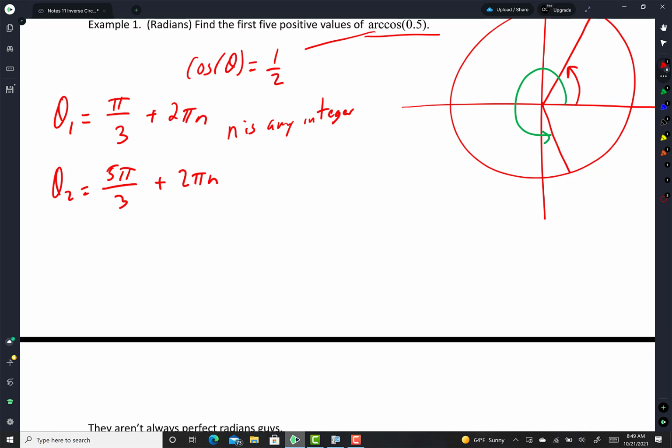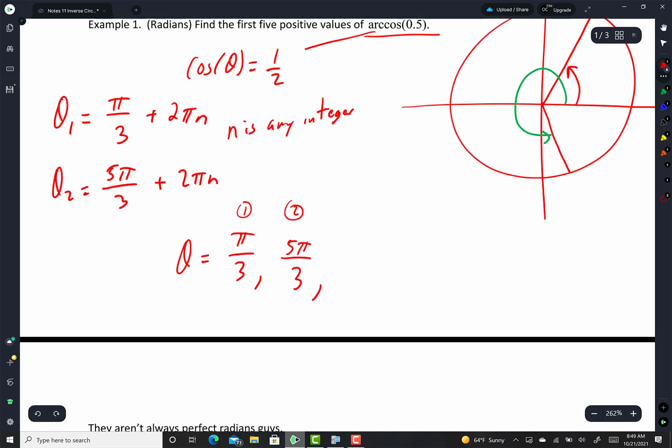All right, here we go. They want the first 5 positive values. So I'm going to write theta equals. The very first one comes from theta 1, pi over 3, comma. The very next one, and I'll put here where they're coming from, number 1. The very next one comes from theta 2, 5 pi over 3, comma.